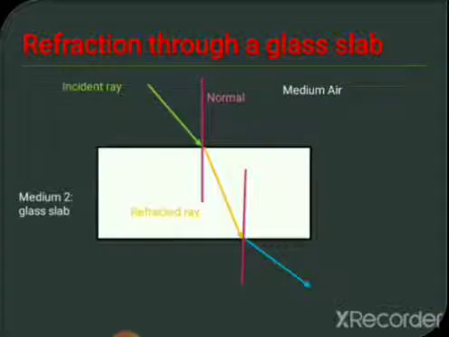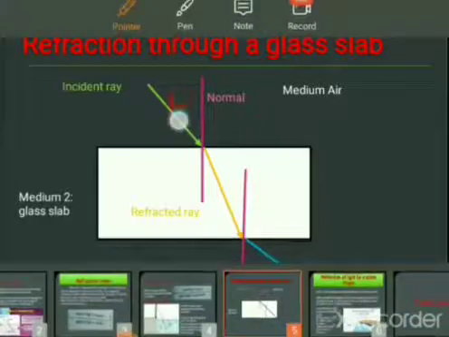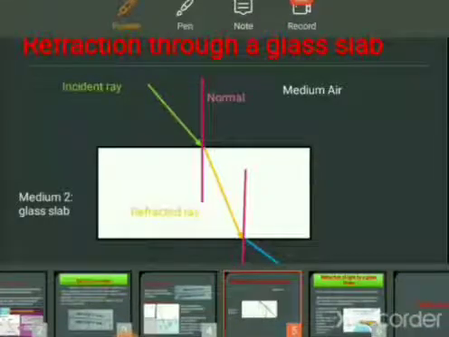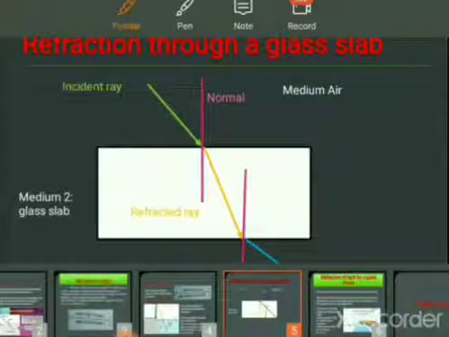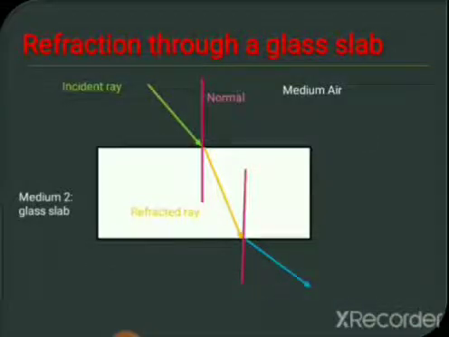You will do this practical in 10th standard, wherein you will take a glass slab. First of all, you will take a paper, you will insert a glass slab, you will place a pin over here, take a protractor, make an angle. You will come to know in higher standard about this. So this one is an emergent ray.